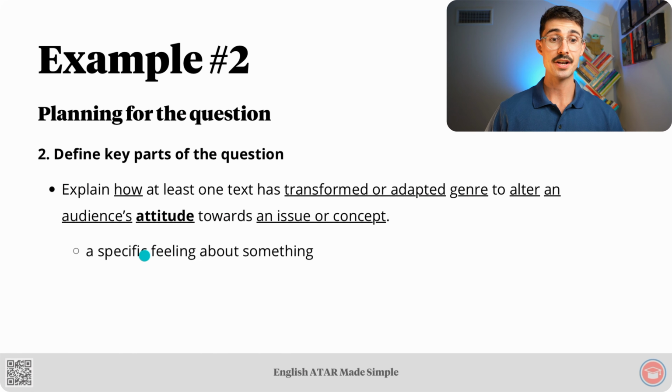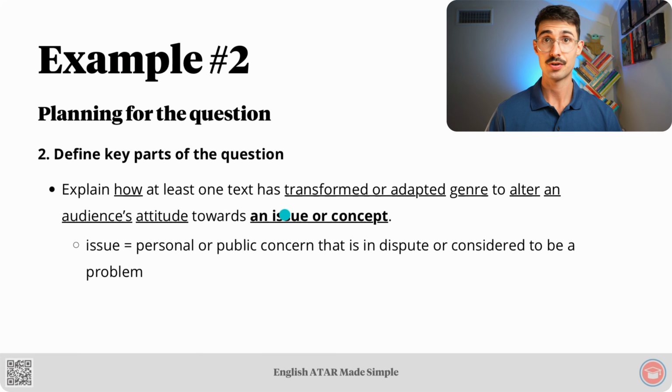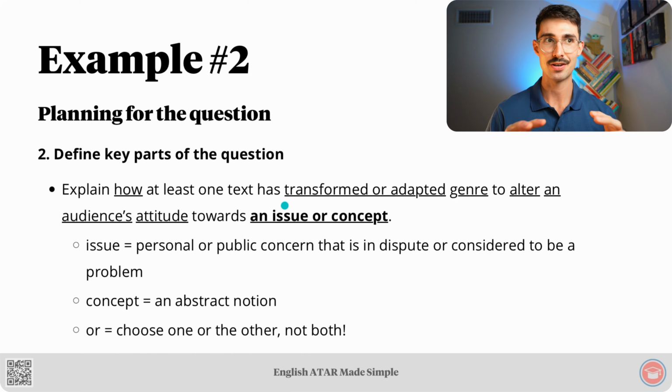Turning to the word attitude, we know from the relevant lesson in Module 2 that this is just a specific feeling about something. The something in this case will be an issue or concept depending on which one you choose. And that brings us to our final key part of this question, which is an issue or concept. An issue is a personal or public concern that is in dispute or considered to be a problem, and a concept is an abstract notion. Once again, the word or means that we should choose issue or concept, not both.